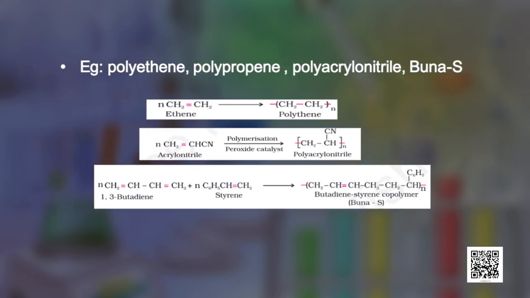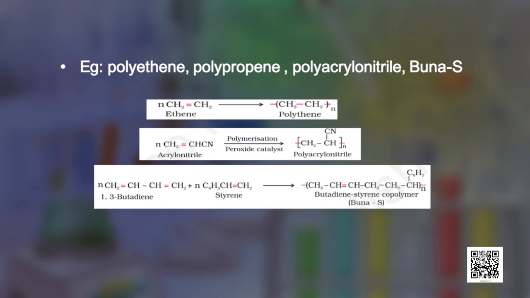If you look at the examples, the formation of polythene from ethene is an example of a homopolymer, while the formation of polyacrylonitrile from acrylonitrile shows that the functional group is acting as a substituent only. In the third example, the addition of 2 different monomers, 1,3-butadiene and styrene, results in the formation of a copolymer known as butadiene styrene copolymer, which is also commonly known as BUNA-S.